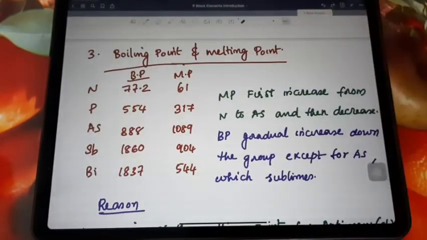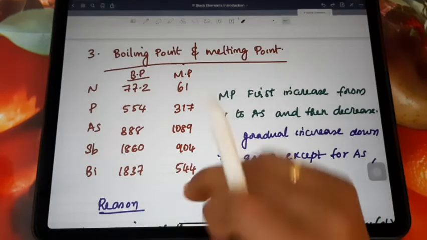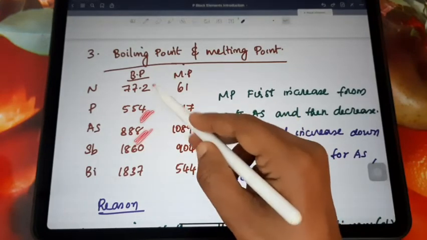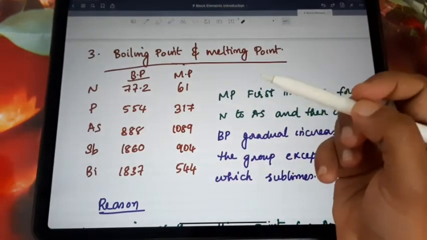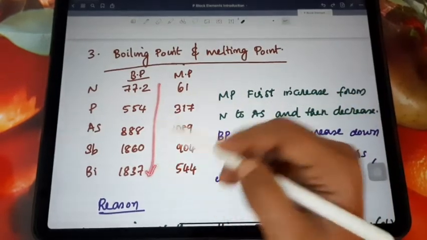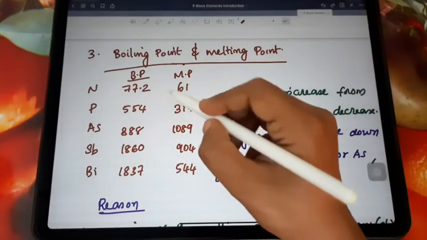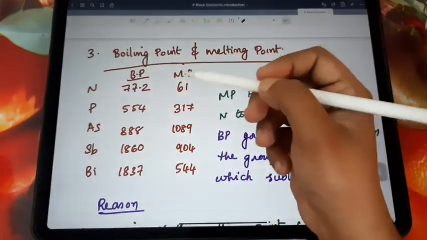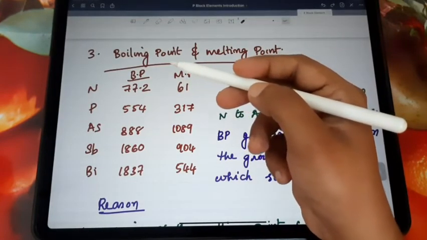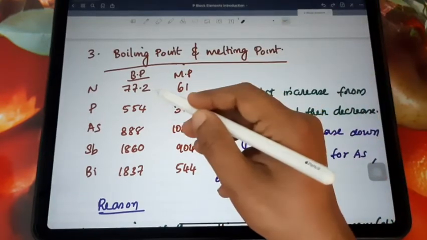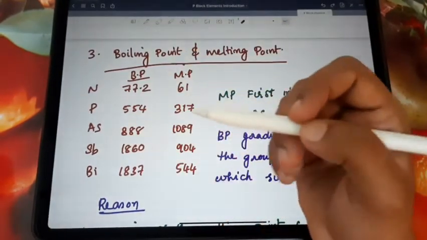Here I mentioned the values of the boiling point and melting point of the group 15 family. The boiling point values are 77.2, 554, 882. Likewise, it increases going down the group. You cannot see any variation in between. Why is it a regular increase? Because the strength of van der Waals force of attraction between the nonpolar molecules increases. When there is a strong interaction, more energy needs to be applied. That's why the boiling point increases.